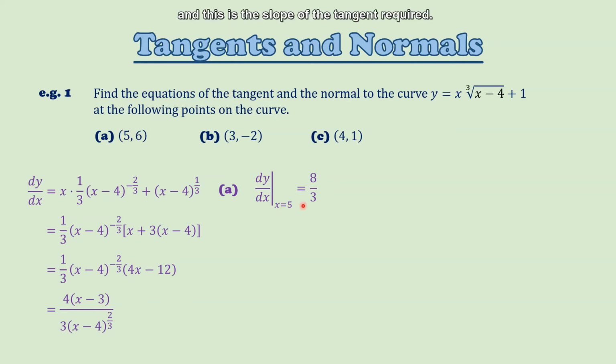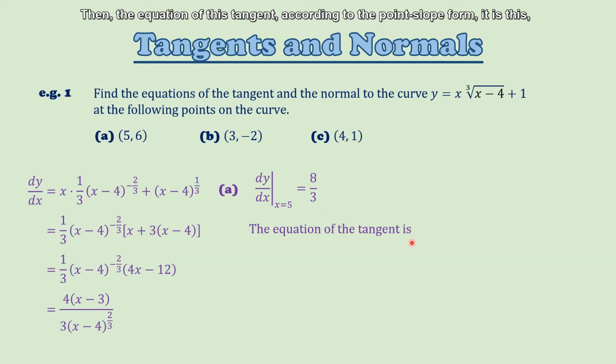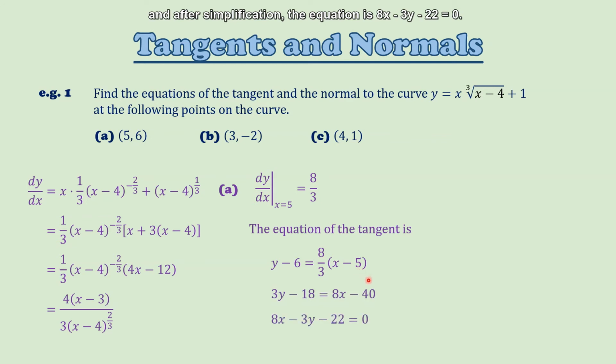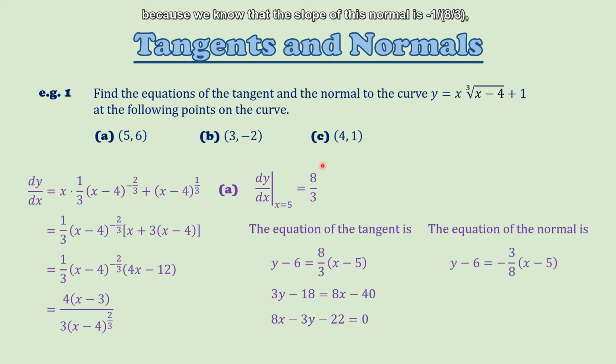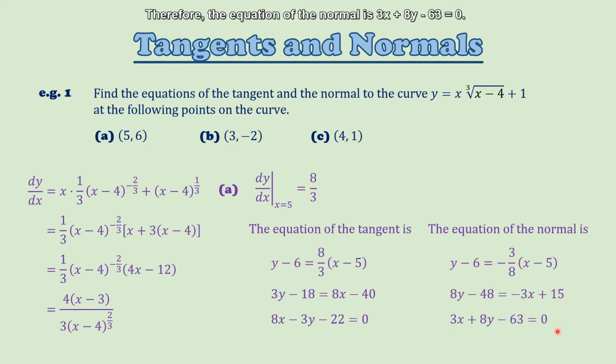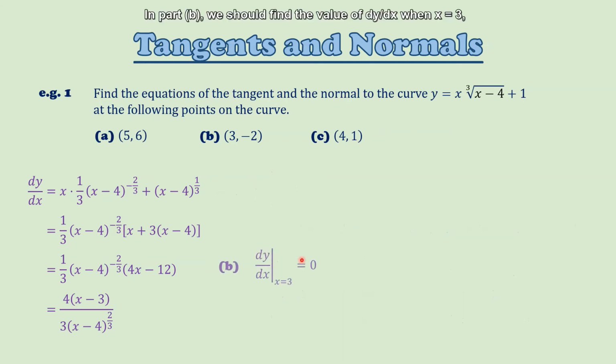This is the slope of the tangent required. Then the equation of this tangent, according to the point-slope form, is this. After simplification, the equation is 8x minus 3y minus 22 equals 0. For the equation of the normal, because the slope of this normal is minus 1 over 8/3, it is equal to minus 3/8. Therefore the equation of the normal is 3x plus 8y minus 63 equals 0. In part B, we should find the value of dy/dx when x is equal to 3.